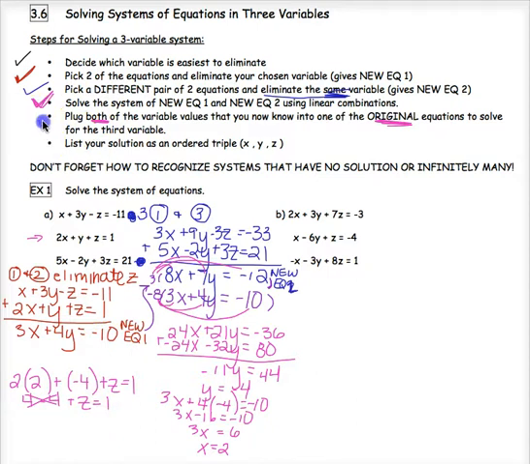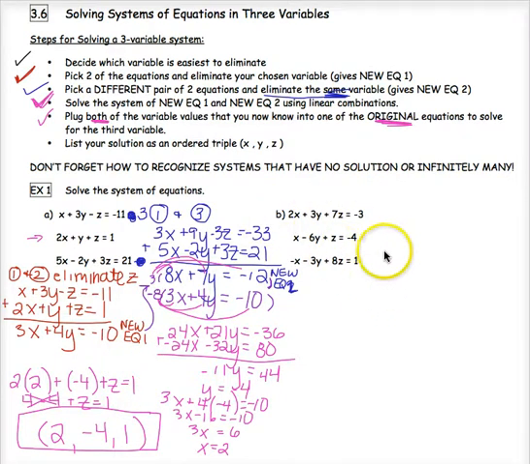Final step, list your solution as an ordered triple. X's come first, then y's, and then z's. It's alphabetical order. 2, negative 4, 1. Really, really important on these 3 by 3s that you plug it back in to check your work, because that ordered triple has to work in all 3 equations if it's going to be a solution. So double check your work to make sure that you have it right. Whew! These take a while, huh?